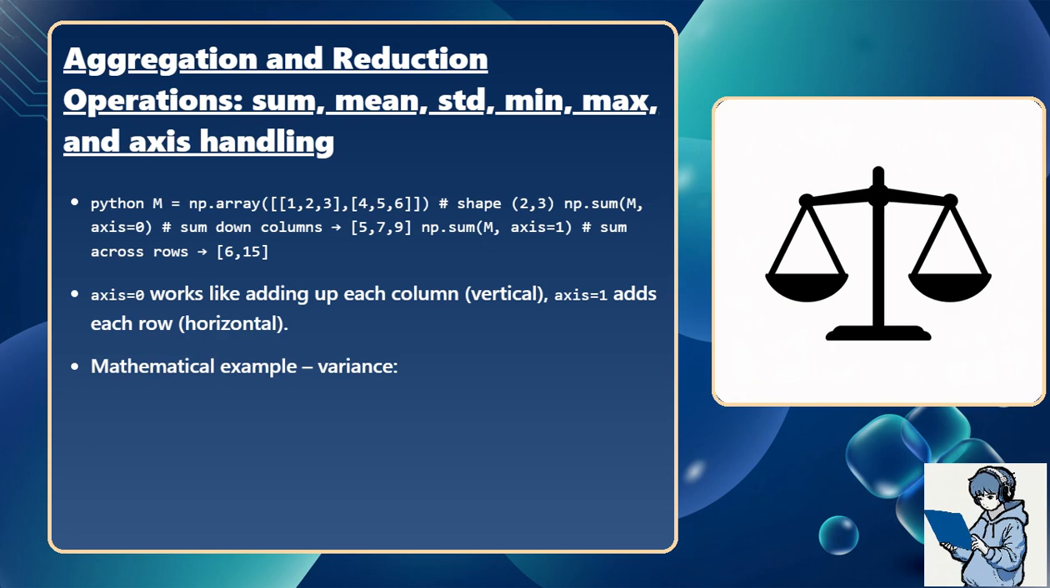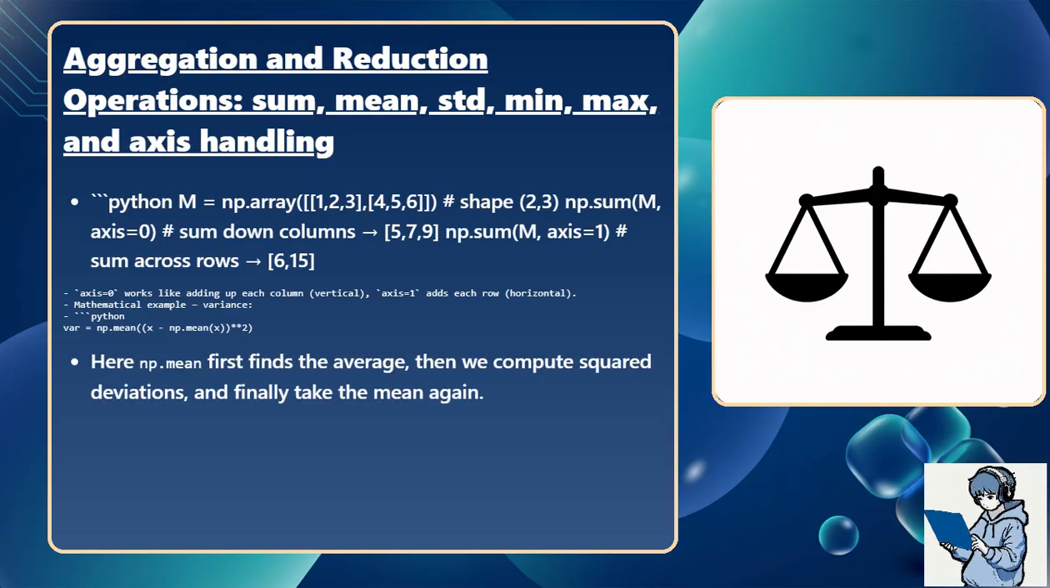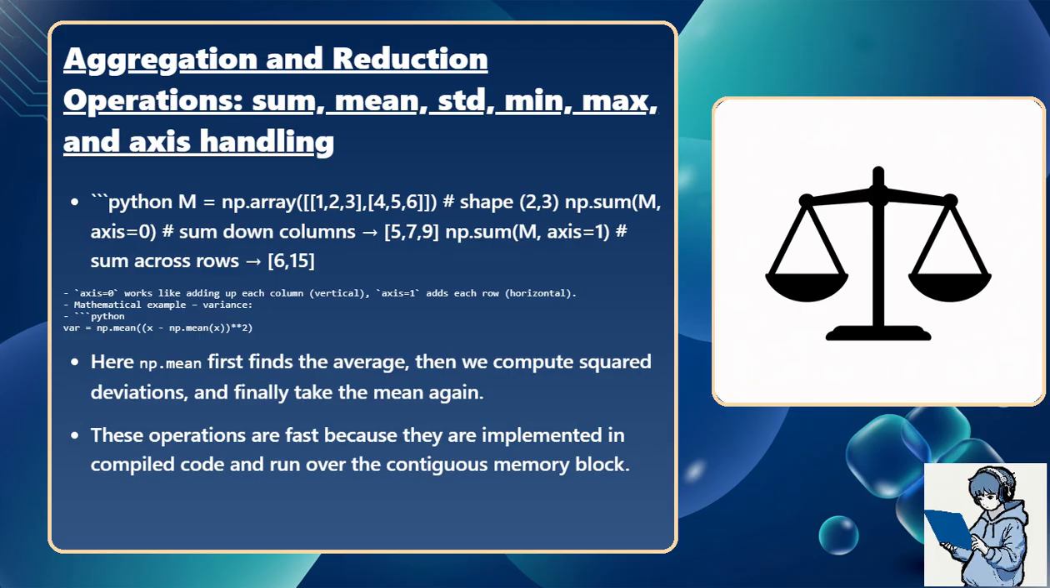Mathematical example: variance. var equals np.mean((x minus np.mean(x)) squared). Here np.mean first finds the average, then we compute squared deviations and finally take the mean again. These operations are fast because they are implemented in compiled code and run over a contiguous memory block.